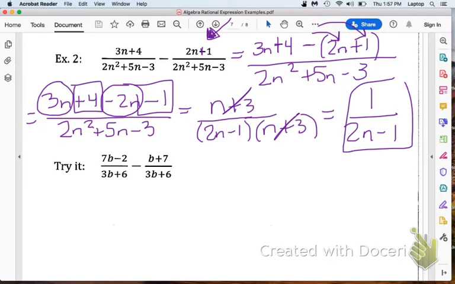Okay. Let me double check. 7b minus 2 over 3b plus 6. You know, it's easy to correct when we're face-to-face and in a classroom. We just all erase it and correct our notes, you know, right then. So I apologize for that.